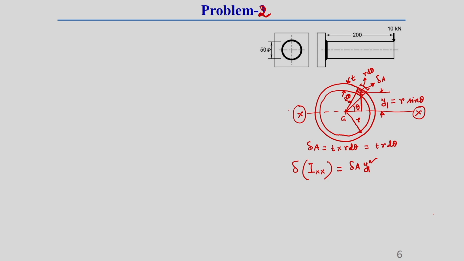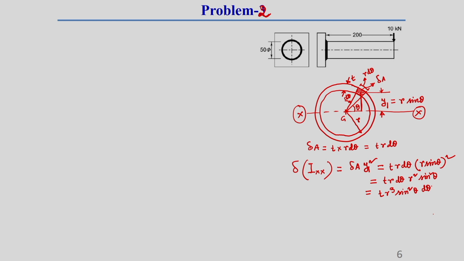Okay. So, by this what are we getting? We know delta A equals t r d theta, and y 1, which I have already shown, is r sin theta, the whole squared. So, this we get as t r d theta into r square sin square theta. So, this will be equal to t r cube sin square theta d theta.